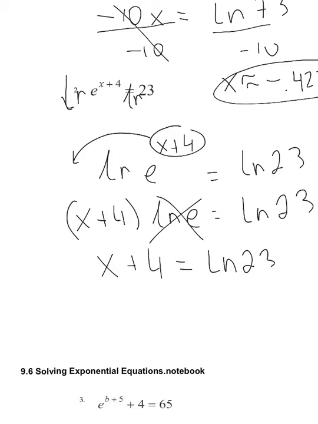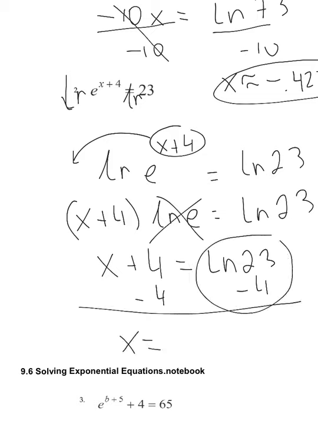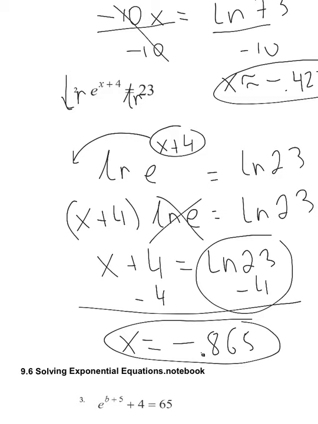So how do you get x by itself? Subtract 4 from both sides. If you put this in your calculator, ln 23 minus 4, again you have to put ln, parentheses, 23, close parentheses, minus 4. Make sure you follow the directions. My calculator says that the answer is negative 0.865. Okay, I'm rounding to 3 decimal places. I hope that you did it correctly, and if you didn't, I hope you understand your mistakes.